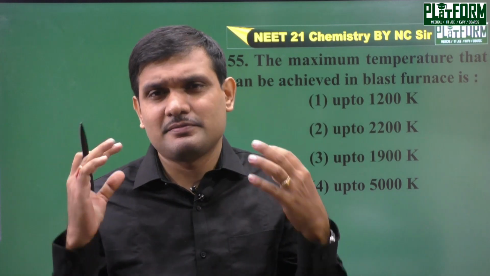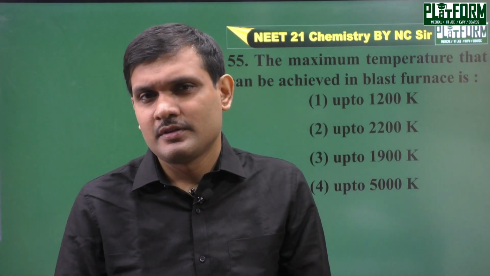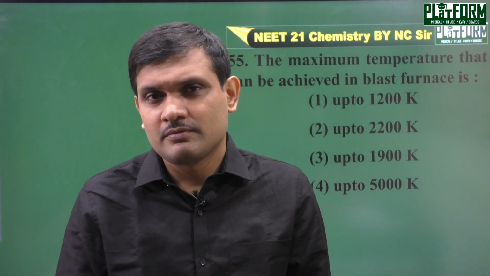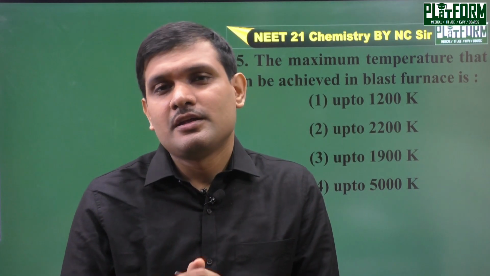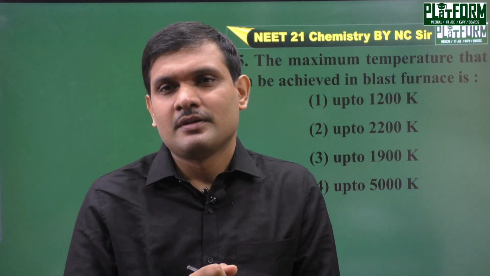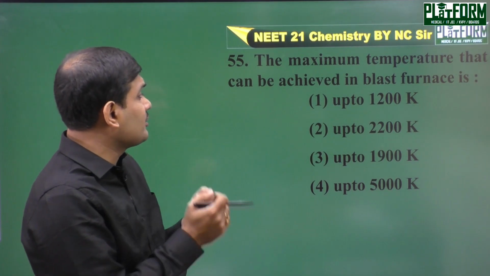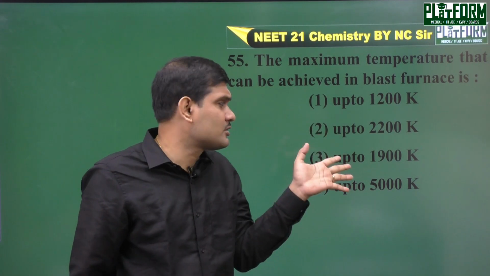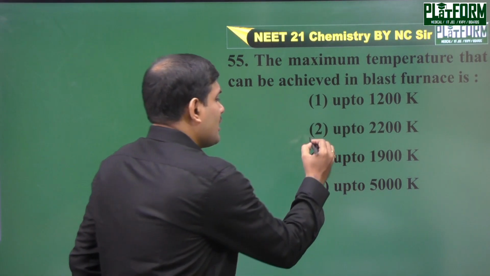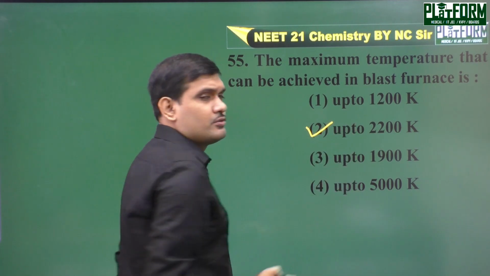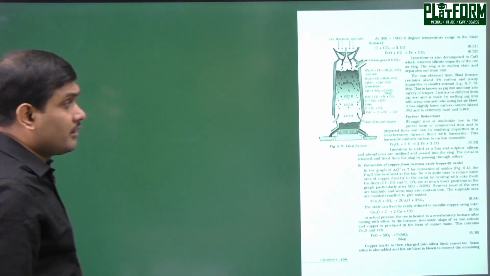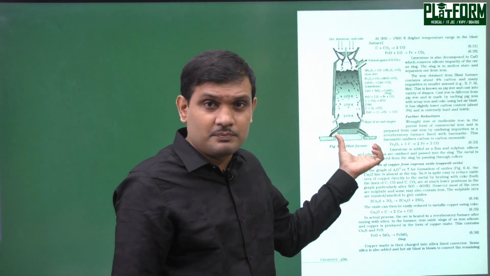it is also a question from metallurgy. It is a direct question from NCERT text. If you go through the blast furnace diagram in case of iron extraction, if you studied that diagram properly, then you can answer this question very easily. What will be the maximum temperature that can be achieved in blast furnace? So it is a direct question. The correct answer, it is up to 2200 Kelvin.